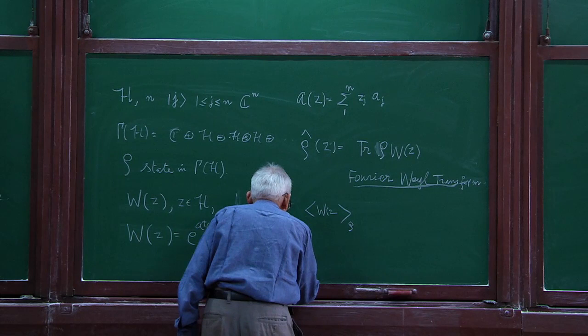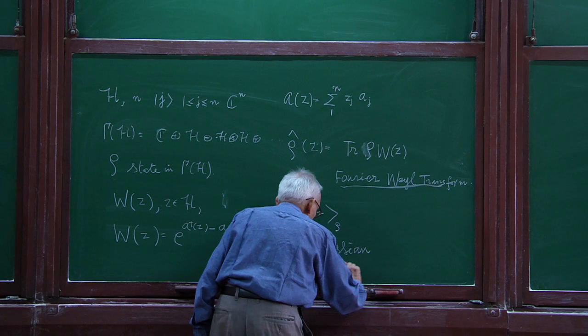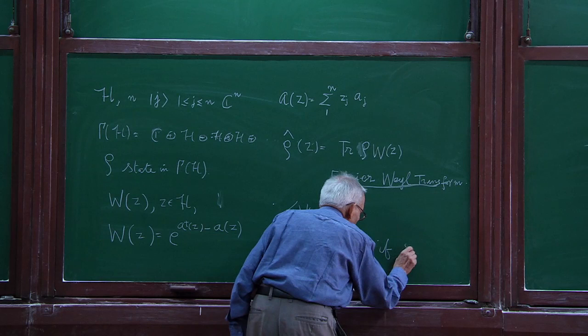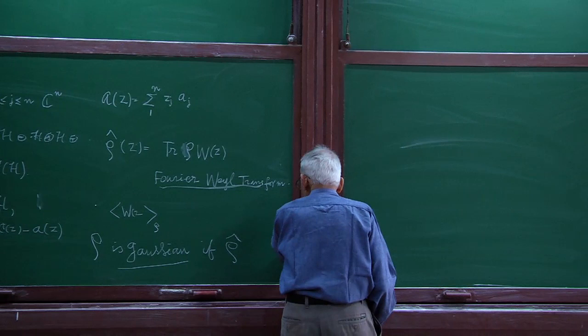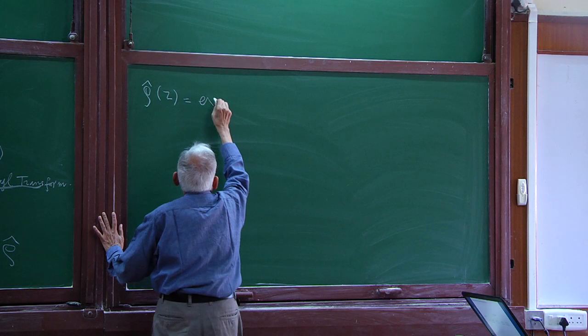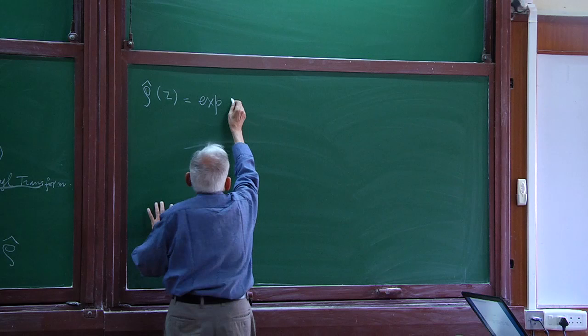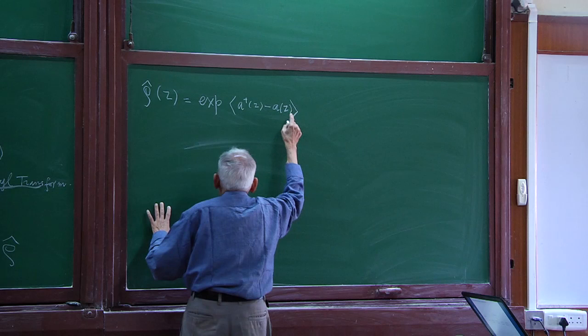So, a state rho is called Gaussian. This is a central definition. A state rho is called Gaussian if the Fourier transform is the exponential of a very special quadratic, a special second degree polynomial. What is that? Rho hat(z) equals the exponential of the following. You look at the exponent of W(z). You put the average of A dagger(z) minus A(z), and you see it is linear in the real and imaginary parts.